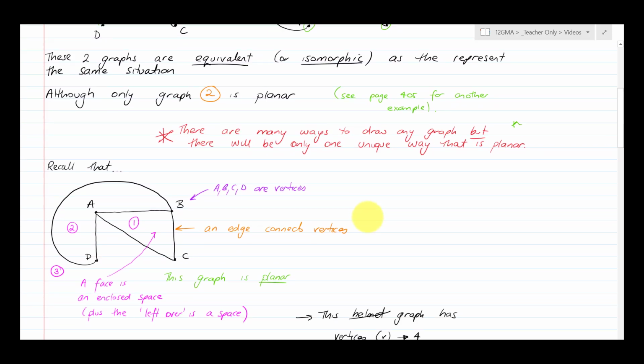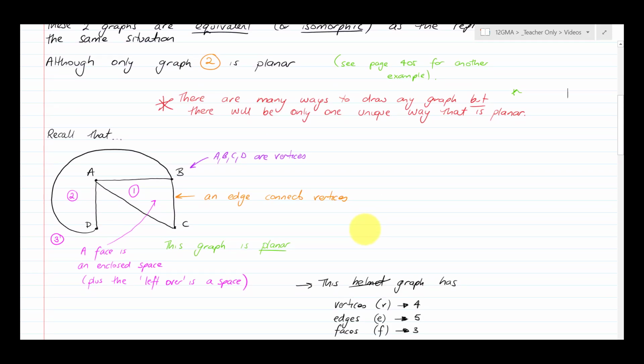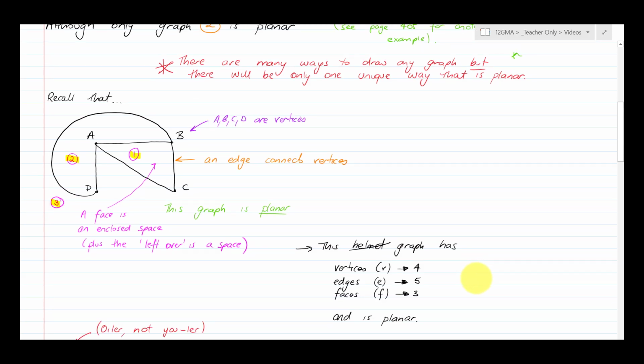So, recall that A, B, C, D are vertices. B to C, that little black line there, that's an edge. This graph is planar, as we've just explained, and this graph has three faces. So you can see in pink, it's got one face there, and this face, which is everything else. So the graph has 4 vertices, 5 edges, and 3 faces, and it's planar.